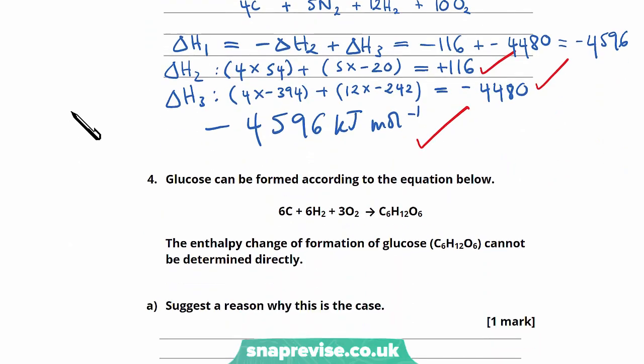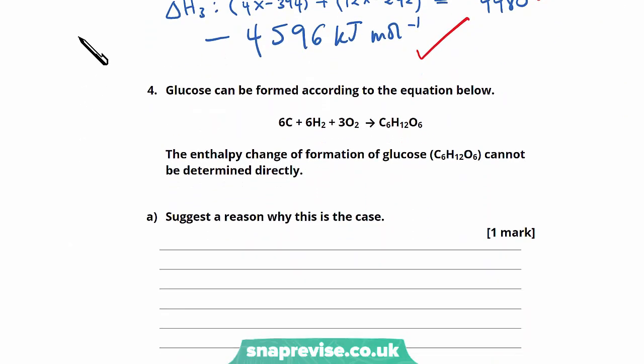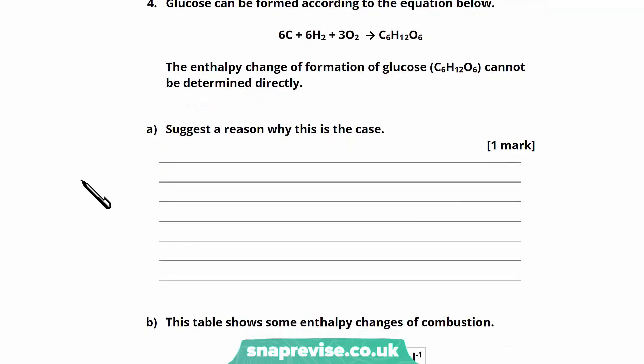Moving on to question 4. Glucose can be formed according to the equation below. I've got 6 carbon, 6 hydrogen and 3 oxygen molecules making 1 molecule of glucose, C6H12O6. The enthalpy change of formation of glucose cannot be determined directly. We're asked in part 1 to suggest a reason why this is the case.